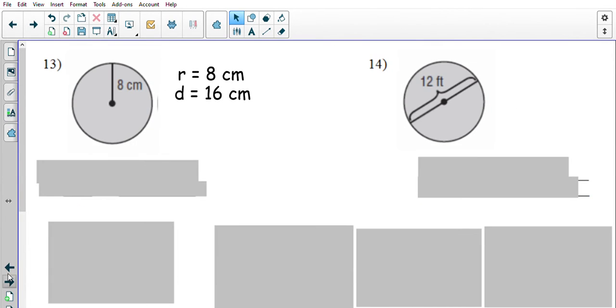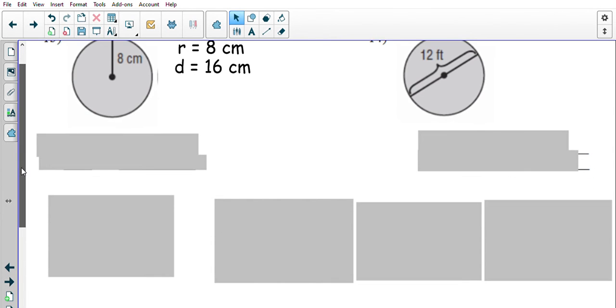All right, let's slide ahead to our next two, and then I think I have some independent practice before we get into a handful of word problems here. So number 13, we're given a radius of 8 centimeters. That means the diameter is 16. Do I really need the diameter for either formula? No, but it's good to practice it.